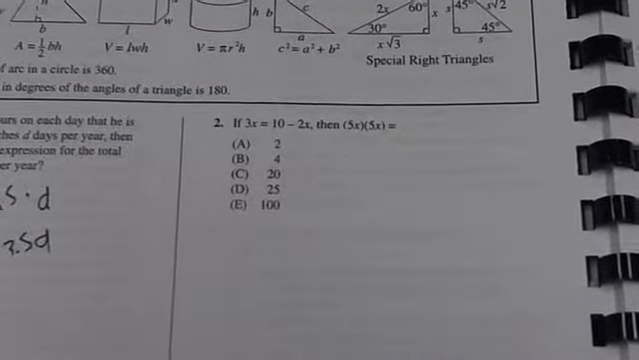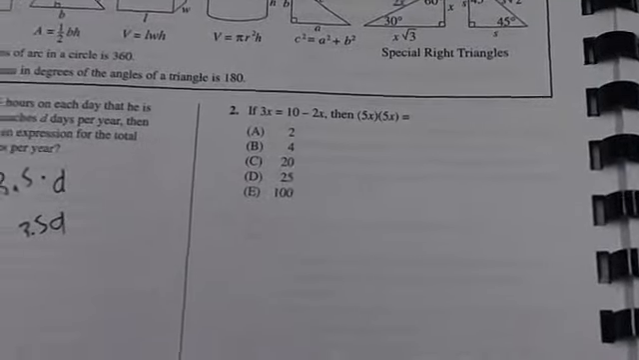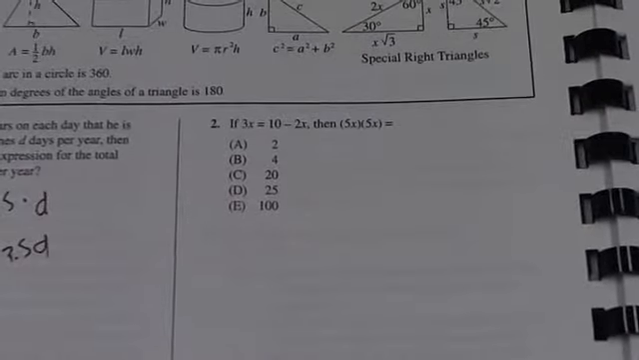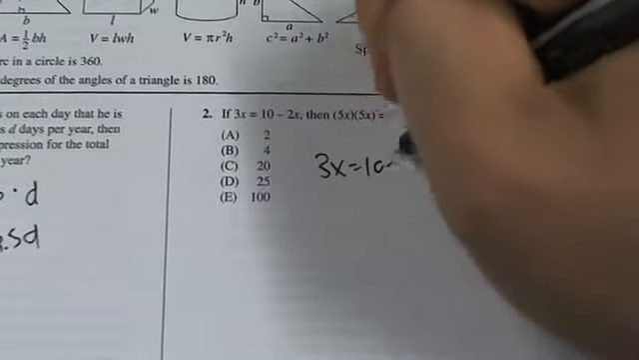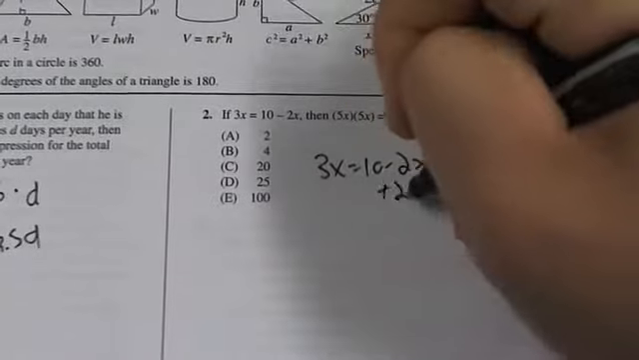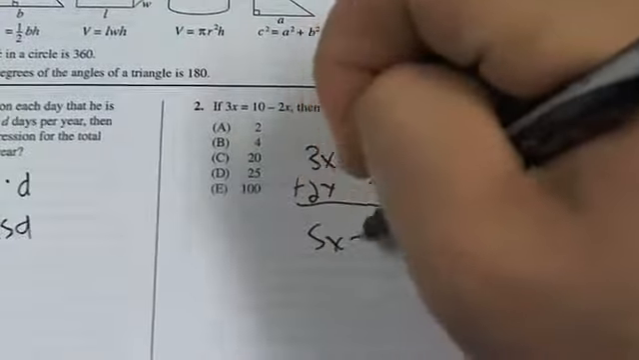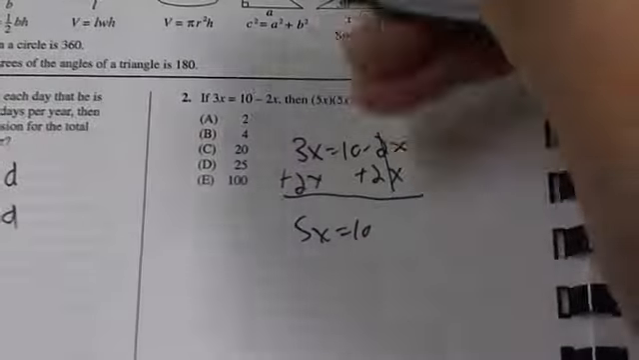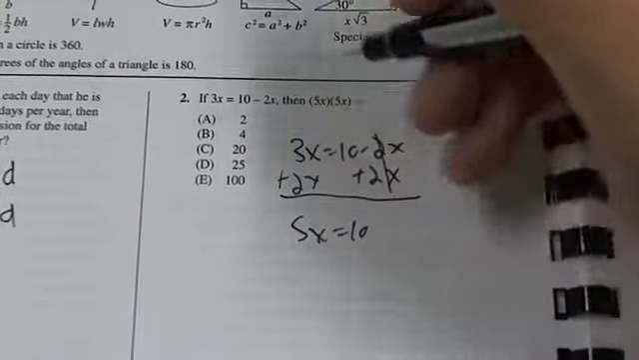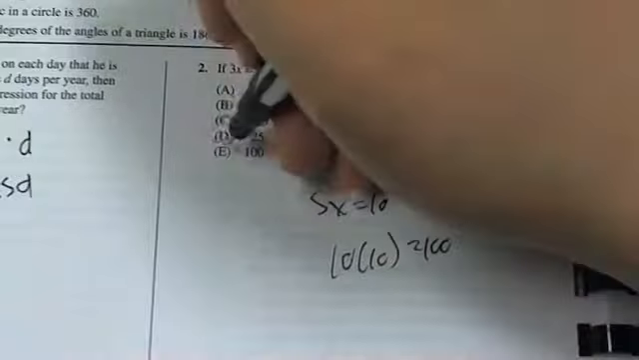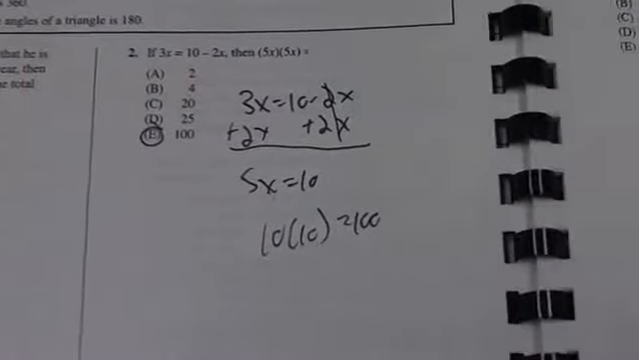Alright. If 3x is equal to 10 minus 2x, then 5x times 5x is equal to what? You don't really have to solve for x every single time. It's just, again, algebra manipulation. Move the 2x to the other side. So let's rewrite it. 3x is equal to 10 minus 2x. Move the 2x to the other side, and you're left with 5x is equal to 10. So you substitute 10 for 5x. You get 10 times 10, which is 100. So the answer is 100.